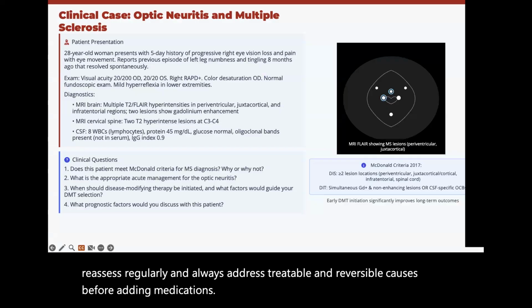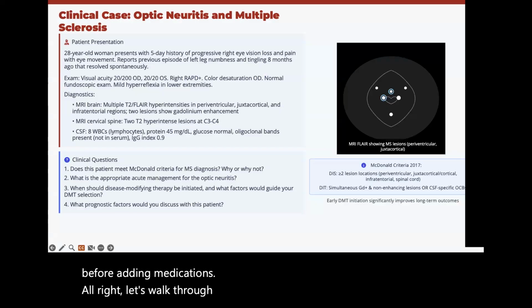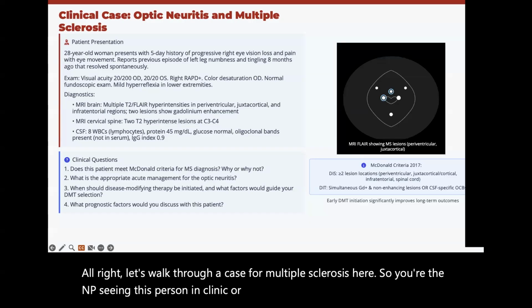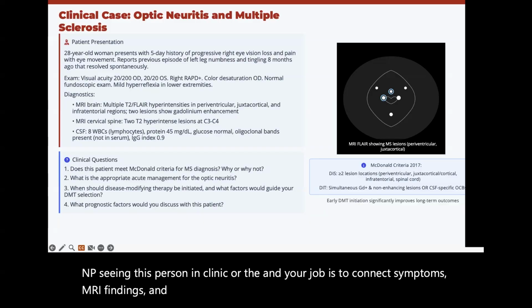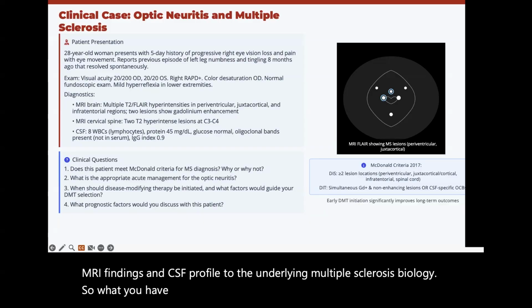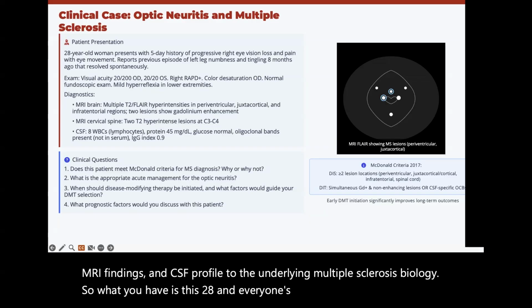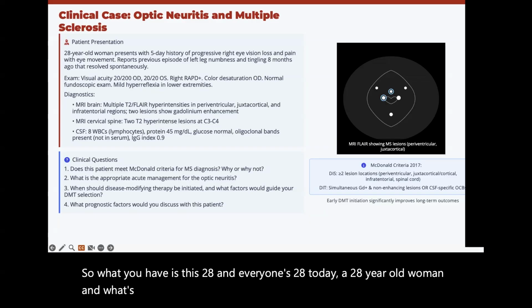All right, let's walk through a case for multiple sclerosis here. You're the NP seeing this person in clinic or the ER, and your job is to connect symptoms, MRI findings, and CSF profile to the underlying multiple sclerosis biology. So what you have is a 28-year-old woman. Everyone's 28 today. And what's going on here? We'll take a quick read.